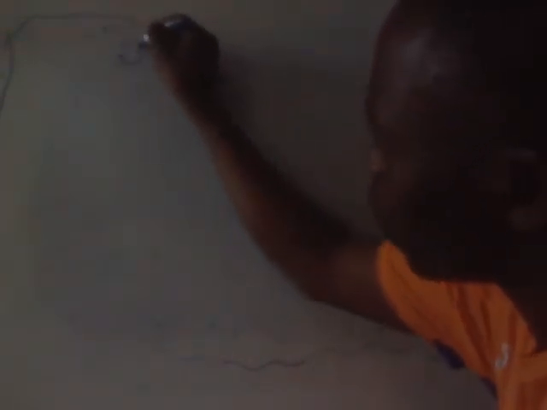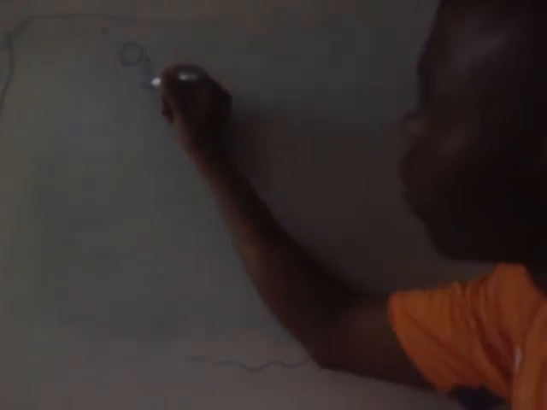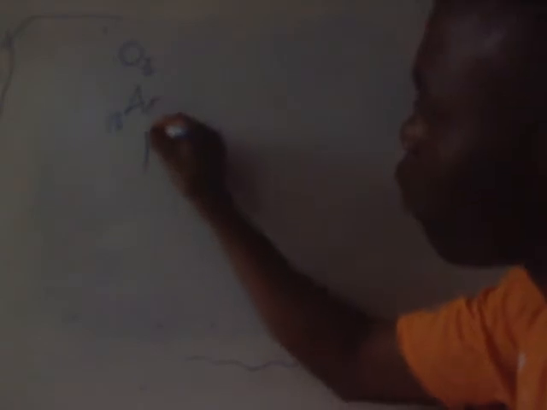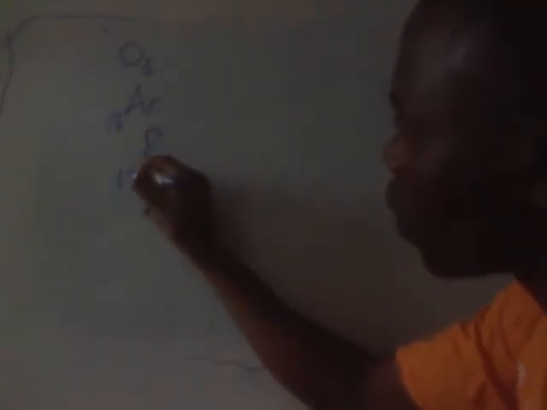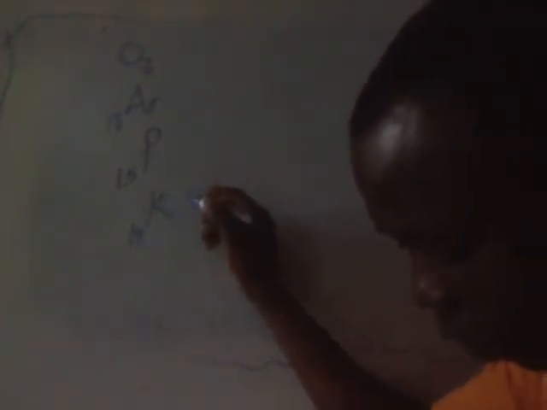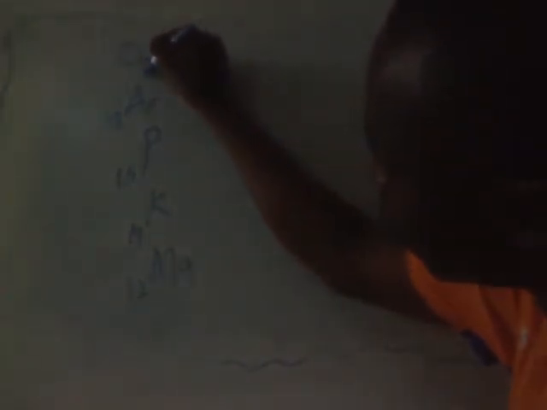We have oxygen, atomic number 8. We have argon, 18. Phosphorus, 15. Potassium, 19. Magnesium, 12. So these are the elements. Which of the following atoms contains the highest number of electrons in its outermost shell? Oxygen has atomic number 8.